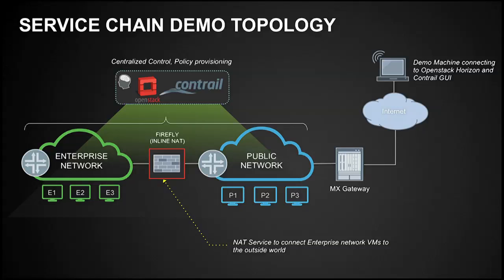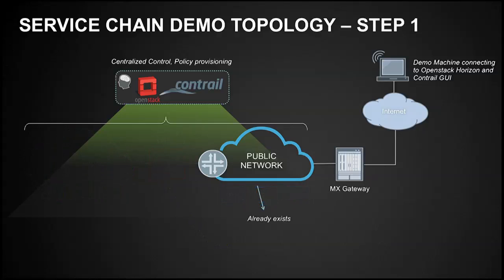So that's essentially the demo we'll do. The public network already exists. We've already created it. It has routes to the external internet. The enterprise network is what we will create. We will spawn one virtual machine inside the enterprise network. We will then apply policy, and then we will insert the Firefly NAT service between these two virtual networks. So all traffic going from the enterprise network will be forced through the NAT service. The NAT service will be applied, and then by virtue of that NAT service, access to the internet will be enabled. So that's the hands-on we are going to do.